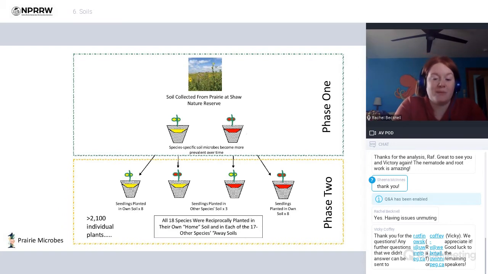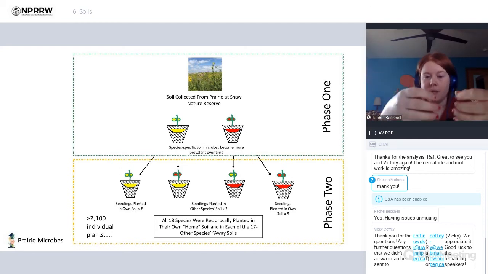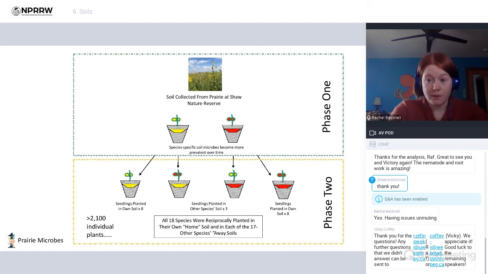In the second phase of the experiment, the main phase, I took the soil from those pots in the first phase and also the fine roots, and I added them to new pots, and I put seedlings of each species in their own soil. But the important part was I looked also at the growth of each species in all 17 other species' soil. So that made for a really large experiment, but we also did this in sterile soil. The reason we did it in sterile soil as well was we wanted to be able to tease apart whether it was actually soil microbes having any sort of impact on the results, or maybe if it was just differences in soil nutrients.